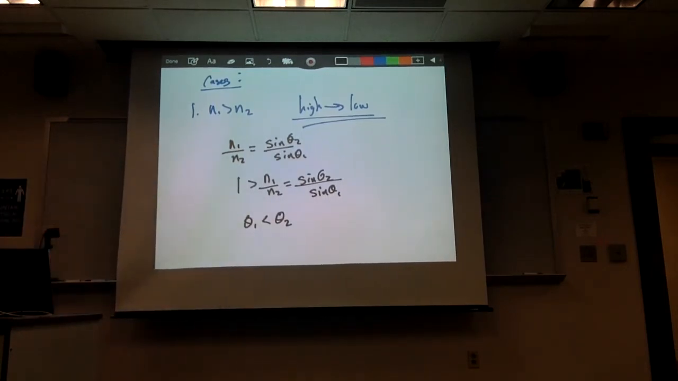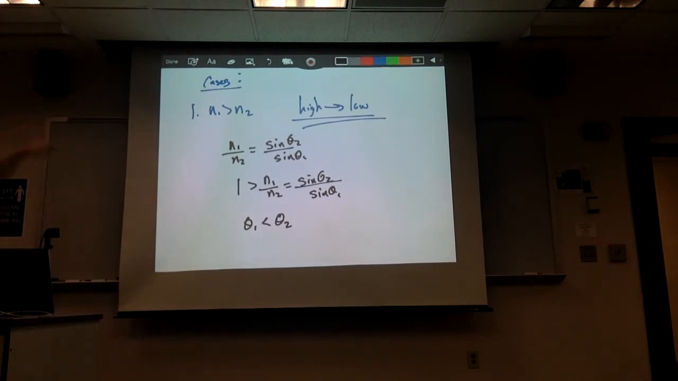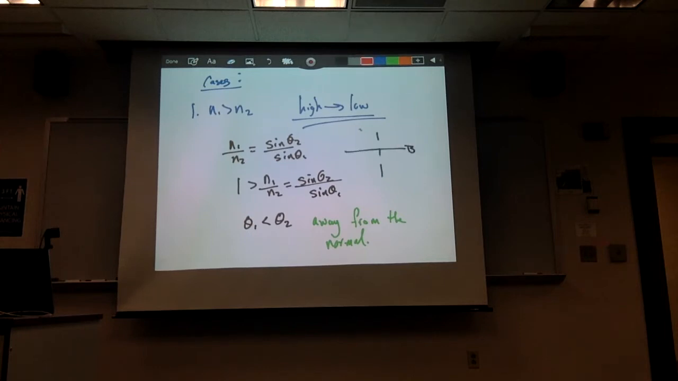So what does this mean? It means that if I go from a high index of refraction to a low index of refraction, my light bends away from the normal. This is the outcome. If here's my boundary, here again is my normal line, and this is my incoming ray at theta 1, then my outgoing ray must be bent away from the normal, so that theta 2 must be greater than theta 1. So if I go from a high index of refraction to a low index of refraction, my light needs to be bent away from the normal.